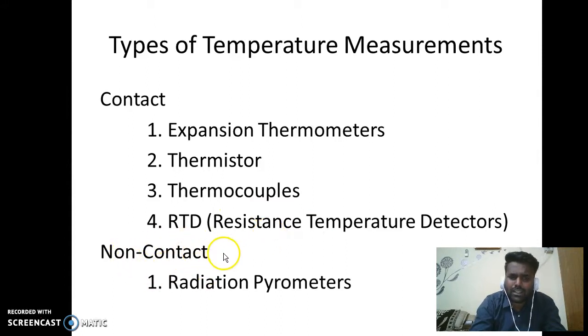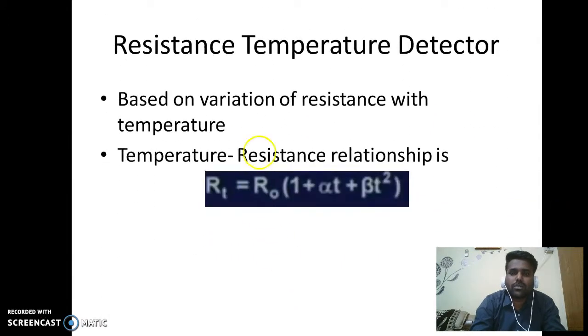Another type of temperature sensor is the non-contact type, definitely radiation pyrometers, where based on heat energy, we identify the temperature of a system. So now in this video, we are going to first look only at resistance temperature detectors. RTDs are known as resistance temperature detectors. As I said, they are identified based on the variation of resistance with temperature.